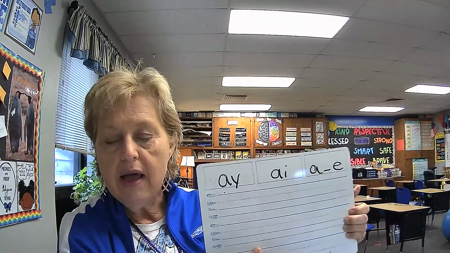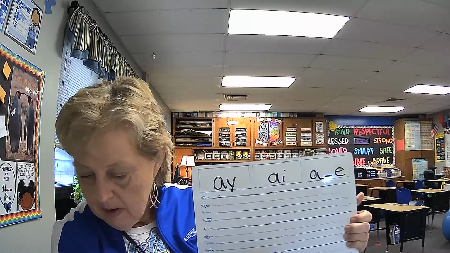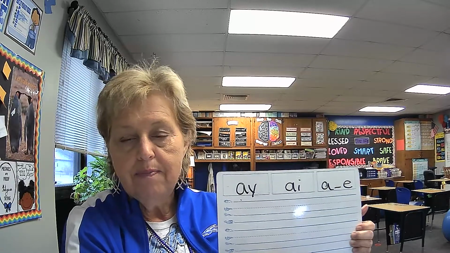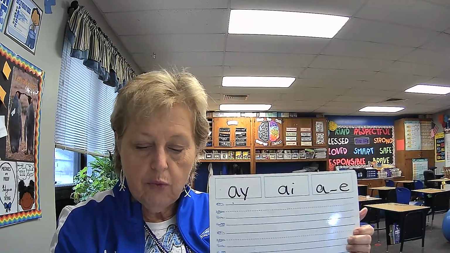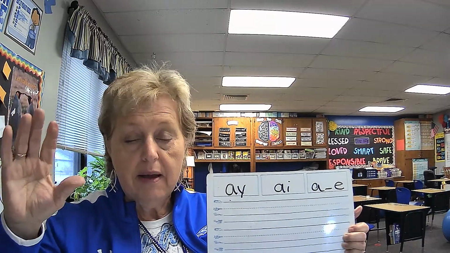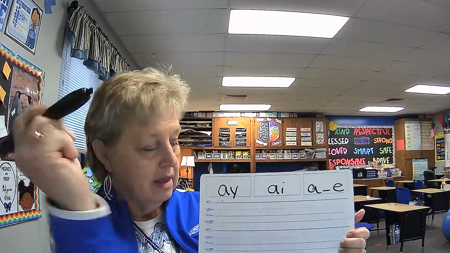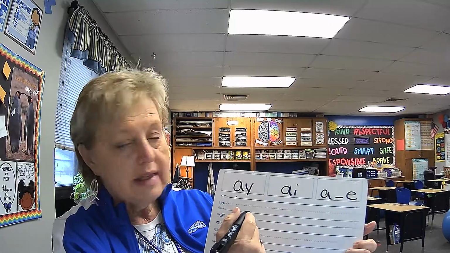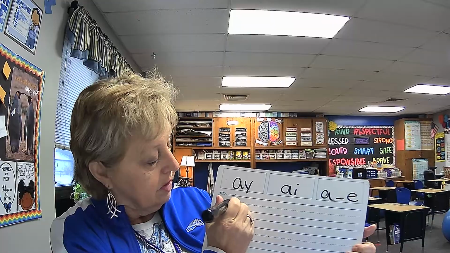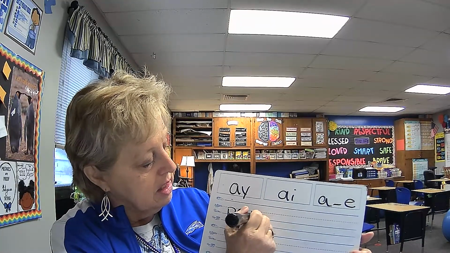Write AY, AI, and A consonant E at the top. And let's try the next word. Echo me. Paint. I want to paint my room. Paint. Elbows up. Paint. Okay. Since it has consonants at the end, we know it can't be AY. So let's write it both ways. P-A-I-T.